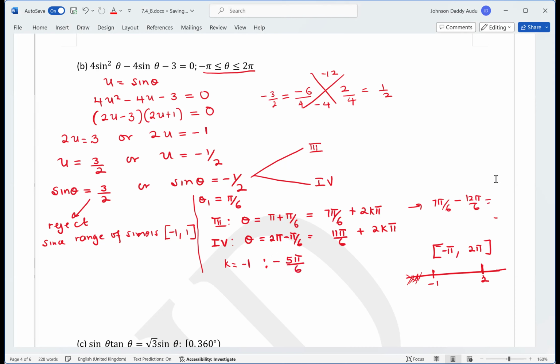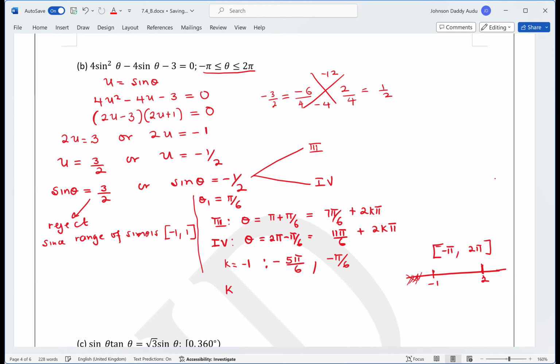So let's write it down first. We'll check. Now, that is coming from the first quadrant. Then, not what if, I mean from the third quadrant. Then if you go to the fourth quadrant, here, what do you have? You will have 11 pi over 6 minus 12 pi over 6. So this is just going to be minus pi over 6. So this is when we substitute k equals to minus 1.